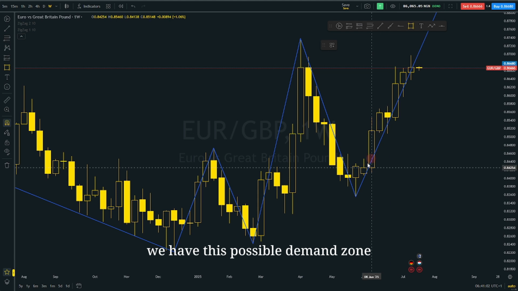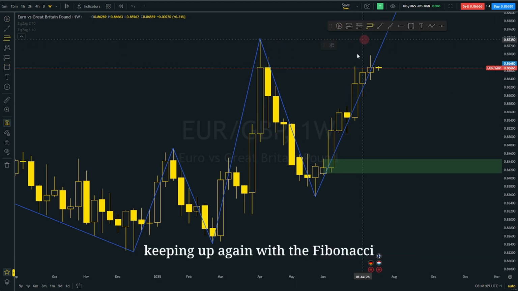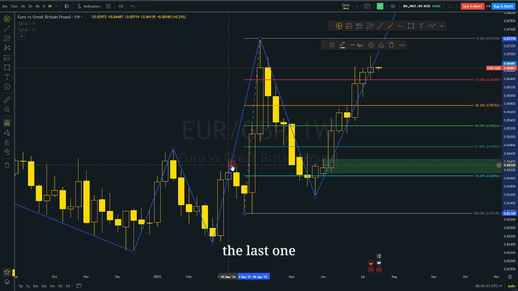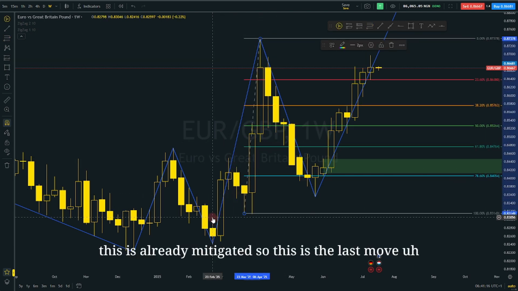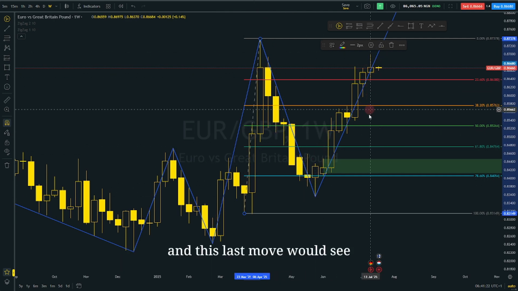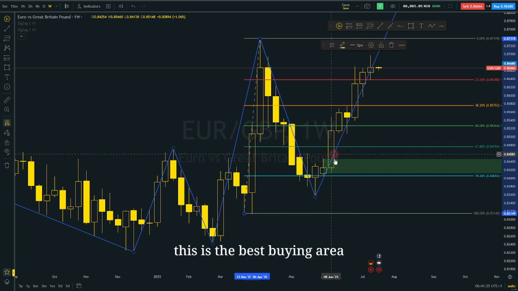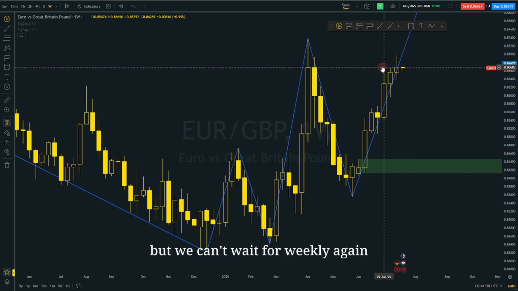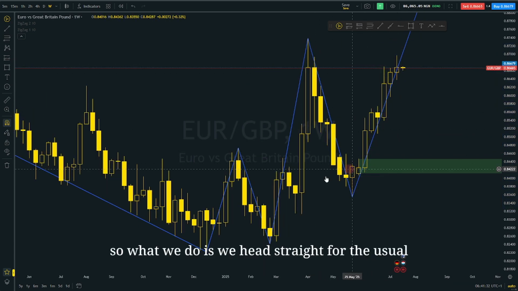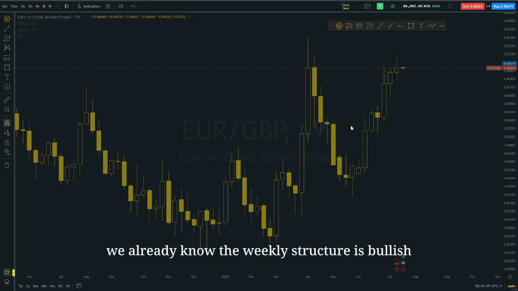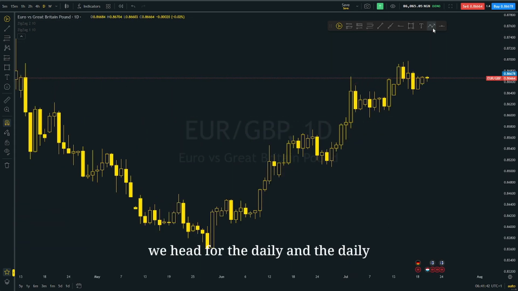On the weekly, we have this possible demand zone. Keeping up again with the Fibonacci, this is the last breakout structure we had here. The last one. This is already mitigated. So this is the last move. And in this last move, I would say this is the best buying area if price goes above and starts to come down. But we can't wait for the weekly again, can we? So what we do is we head straight for the usual. We already know the weekly structure is bullish. We wait for the daily.